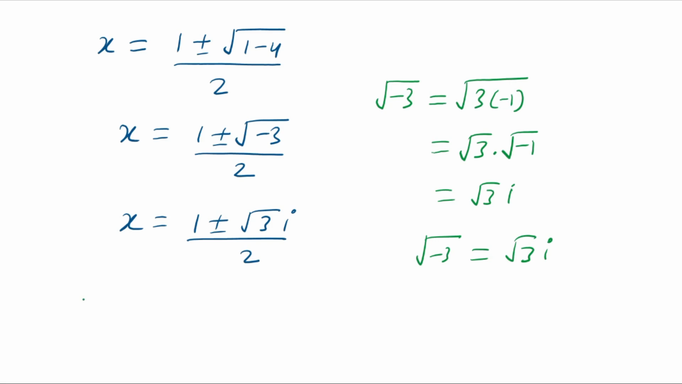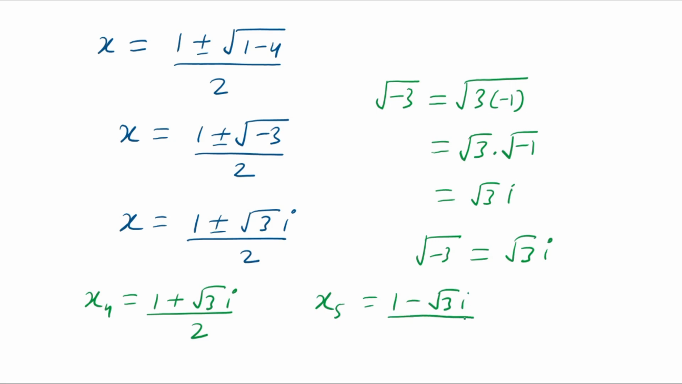Now the fourth solution, x4, is equal to 1 plus square root of 3 times iota over 2, and the fifth solution, x5, is equal to 1 minus square root of 3 times iota over 2. In this question we have 5 solutions. This is our final answer.